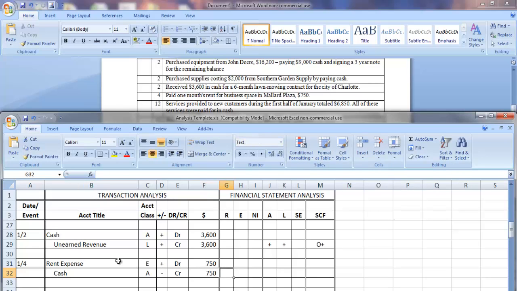Now we do have an effect on our income statement. Revenue hasn't changed, but we did increase our expense account. So if we increase expenses, by definition, we decrease net income. We've also decreased our assets. And because we've decreased our net income, we've also decreased our stockholders' equity in effect. Okay. Once again, the paying of normal expenses is considered an operating activity from a statement of cash flow perspective, and this is a cash outflow.